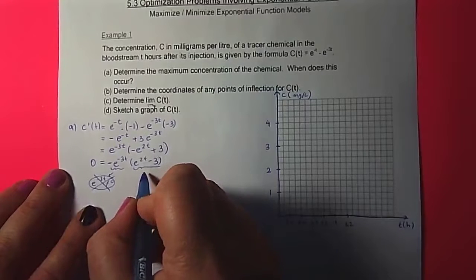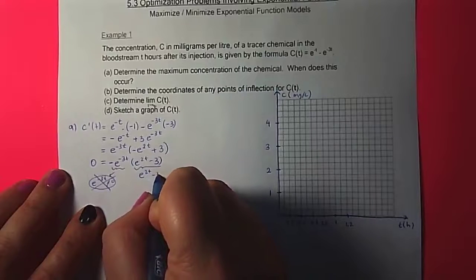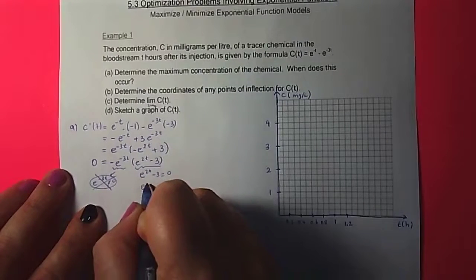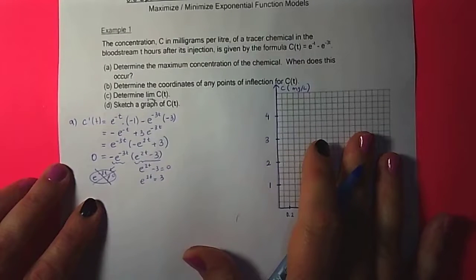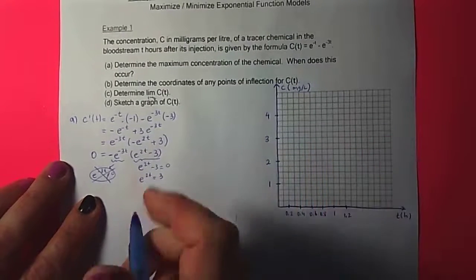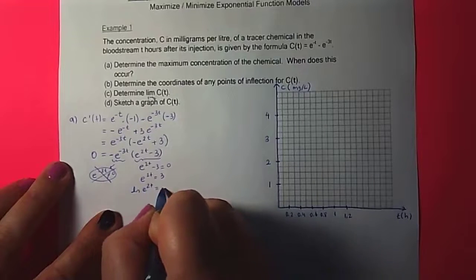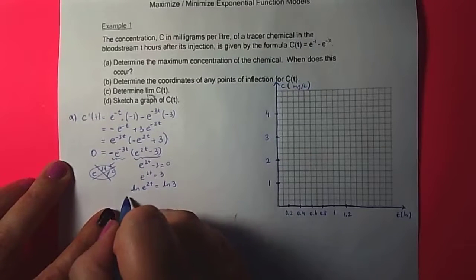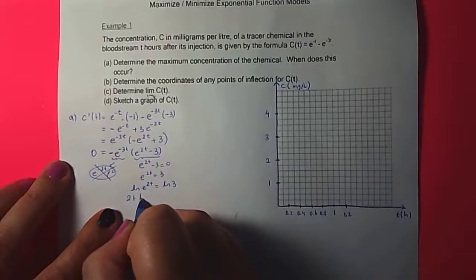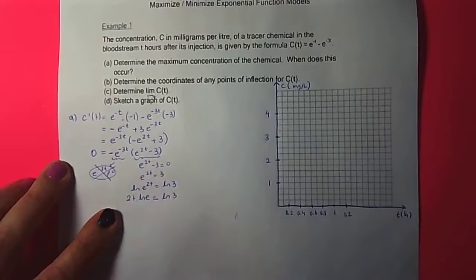Then we are going to get our 0 from the second factor. e to the power of 2t minus 3 equals 0. e to the power of 2t equals 3. Now we can take the ln of both sides to solve for t. ln e to the power of 2t equals ln 3. Now let's use the power rule for logarithms. So we get 2t times ln e equals ln 3.